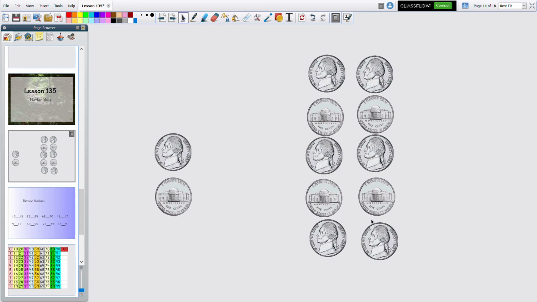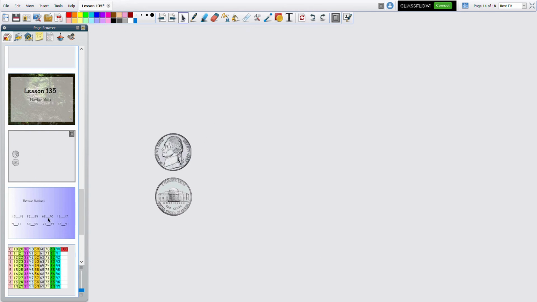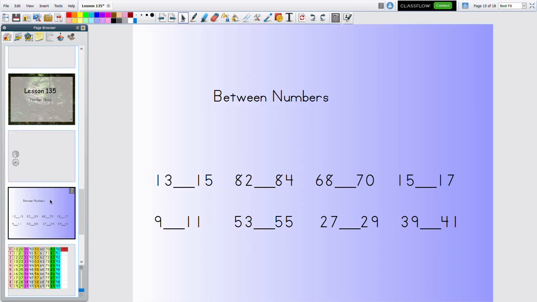And remember, you can slow that down if you need to. Just click on the little dots on your screen and you can slow it down. Okay, let's go ahead and put those back. And then we're going to study again. We're going to practice our between numbers. Those are the ones that come in between two numbers. I'm not going to do all of these because we need to have time to explain the paper that we're going to do.